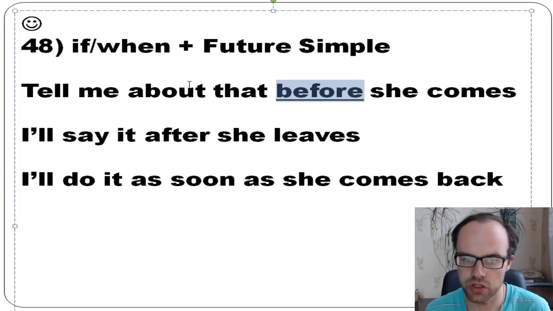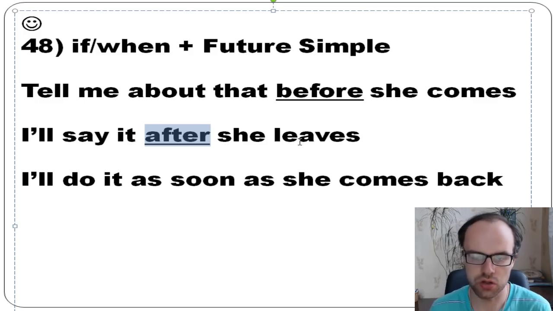So tell me about that. Before she comes, yeah? So it's about the future, but you use present simple. It's a rule. Next, after. I'll say it after she leaves. So we use present simple after she leaves or after she goes out.